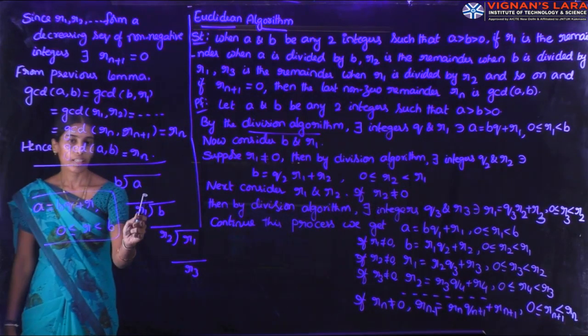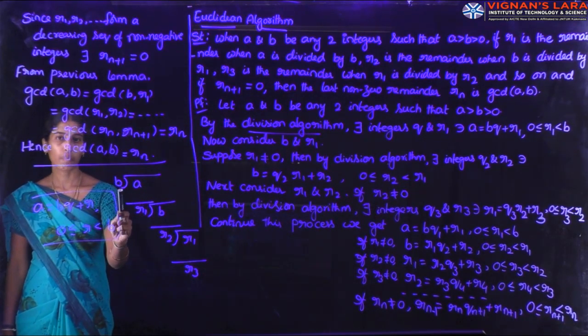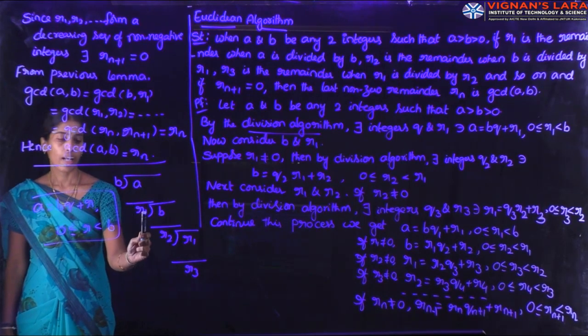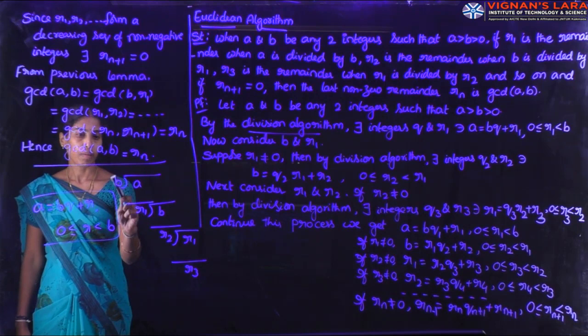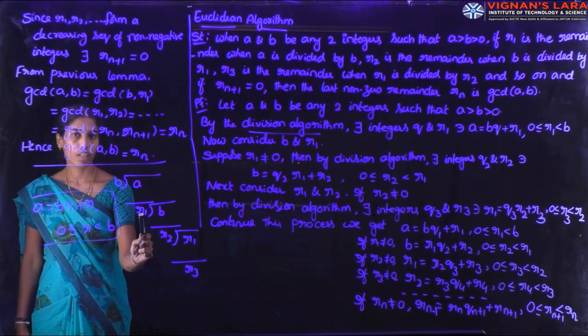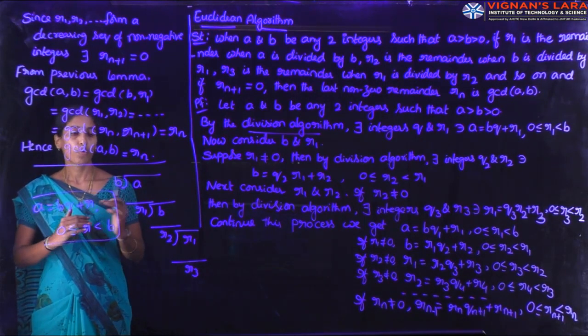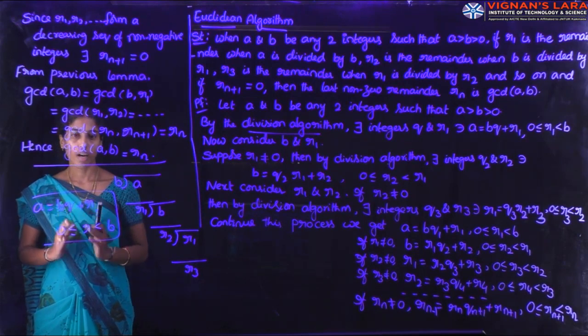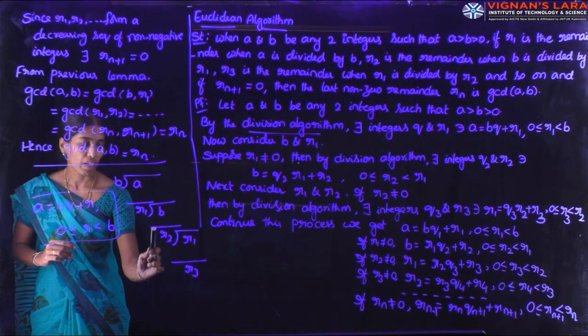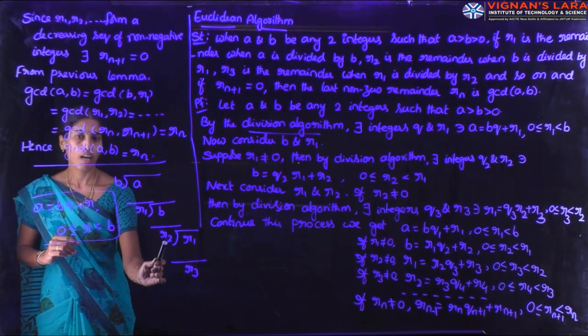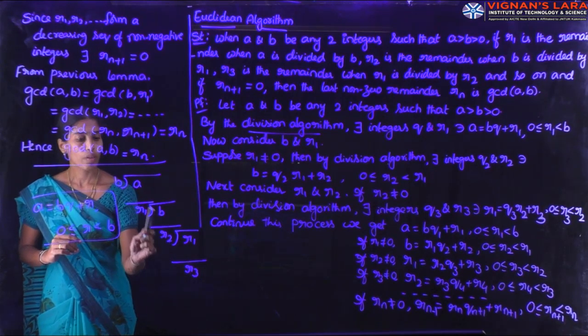That means the first given two integers are A and B. By dividing A by B, we get the remainder R1. Again, B is divided by R1. There exist two integers Q2 and R2, where R2 is the remainder. This R2 value always lies between 0 and R1.